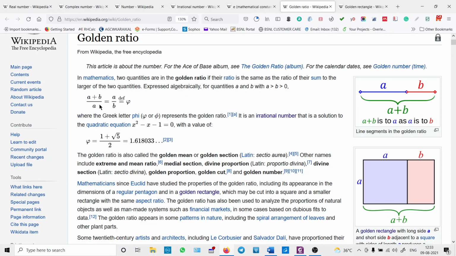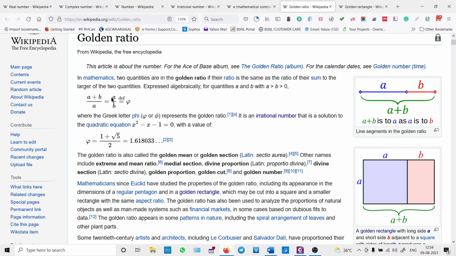We say that two real numbers are in golden ratio if, suppose you take any two real numbers A and B, with A greater than B and B greater than 0. If this condition is satisfied, then we say that the two real numbers are in golden ratio, and that real number is given by phi. It is an irrational number.